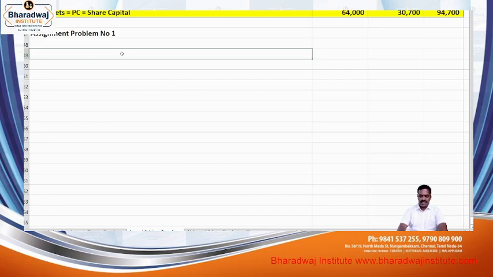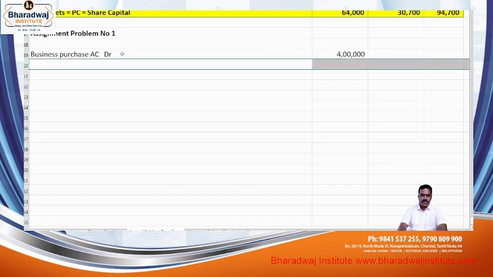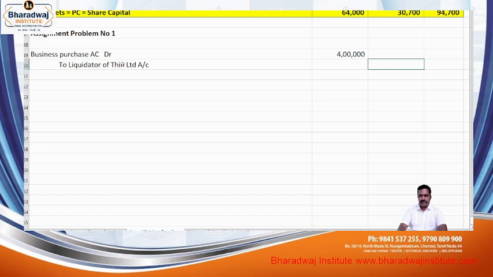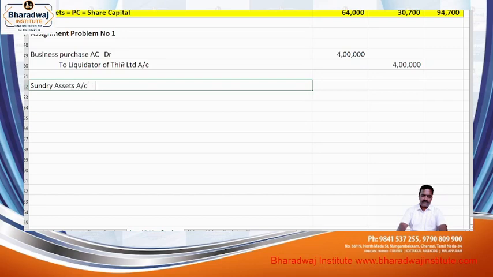Start. Business purchase account debtor. How much? 4 lakhs. To liquidator. Of who's the selling company? Four lakhs. Use sundry assets, no problem. Sundry assets account debtor. Thin Limited total of assets.